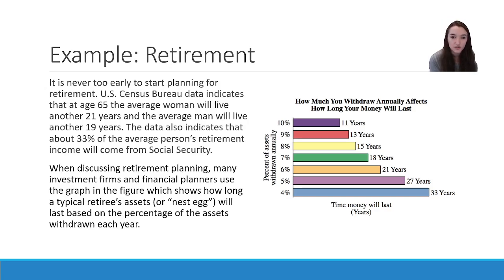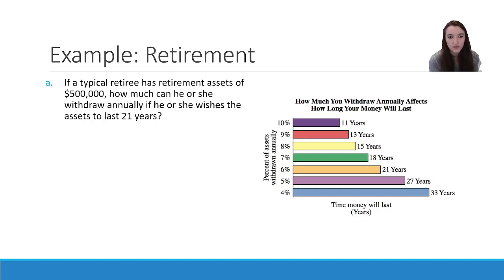So when discussing retirement planning, many investment firms and financial planners use the graph in the figure, which shows how long a typical retiree's assets, also known as a nest egg, will last based on the percentage of the assets withdrawn each year. So, A, if a typical retiree has retirement assets of $500,000, how much can he or she withdraw annually if they wish the assets to last 21 years? So, has assets of $500,000. They want it to last 21 years.